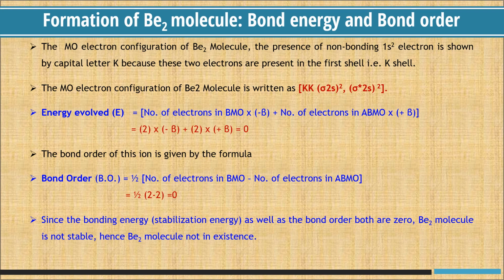Since the bonding energy as well as the bond order are both 0, the Be2 molecule is not stable. Hence, the Be2 molecule does not exist in nature.